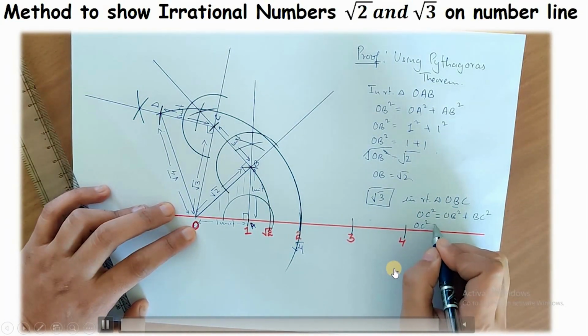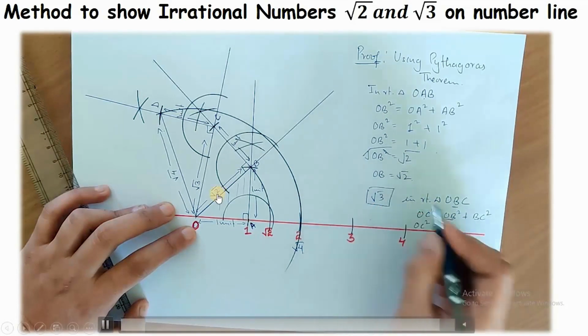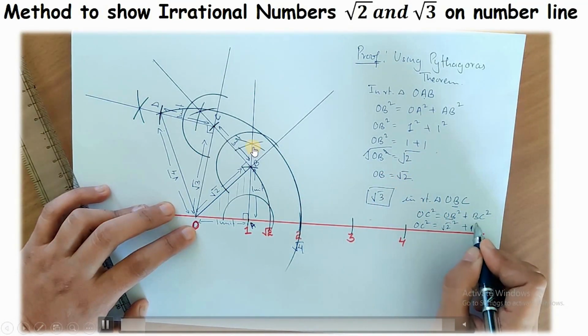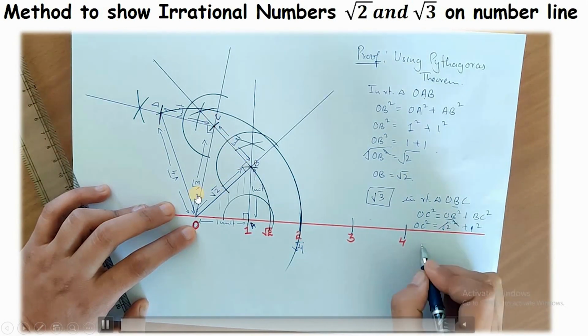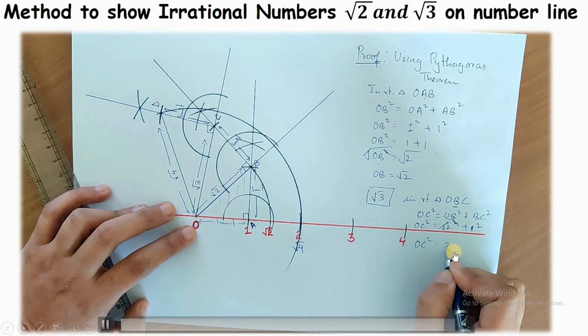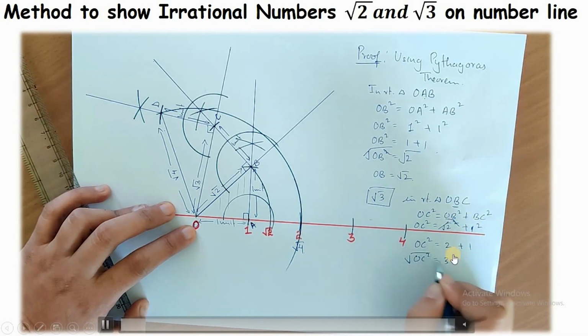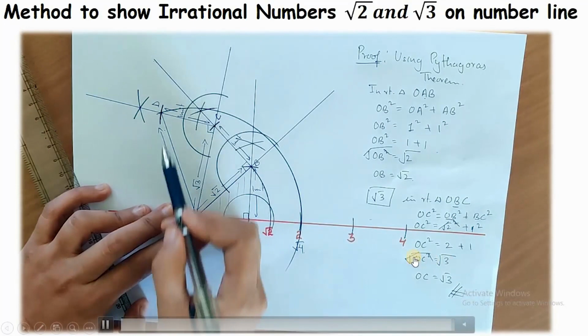Therefore, we'll write OC square equal to OB, which is square root of 2, and we have already found it over here, squared, plus BC, which is 1 unit because we have taken 1 unit measure, squared. The square and root get cancelled, plus 1 square, and you'll get 2 plus 1. Here we have OC square equal to 3.